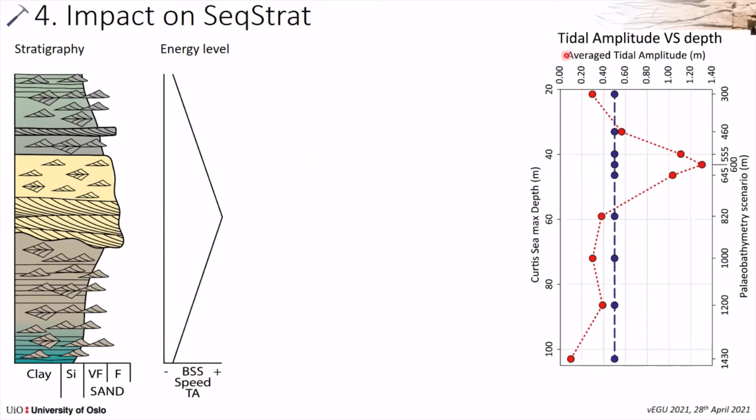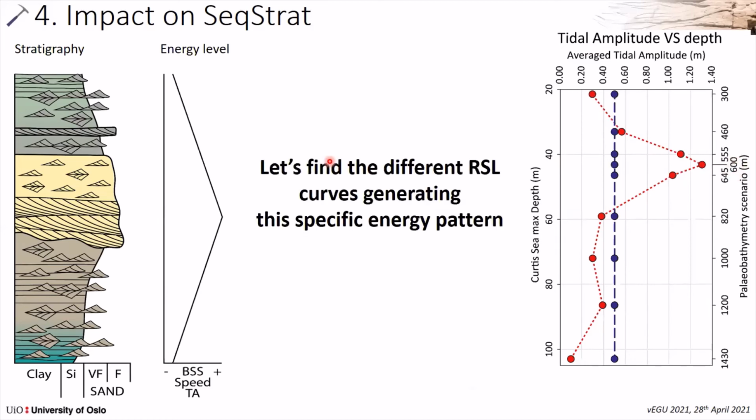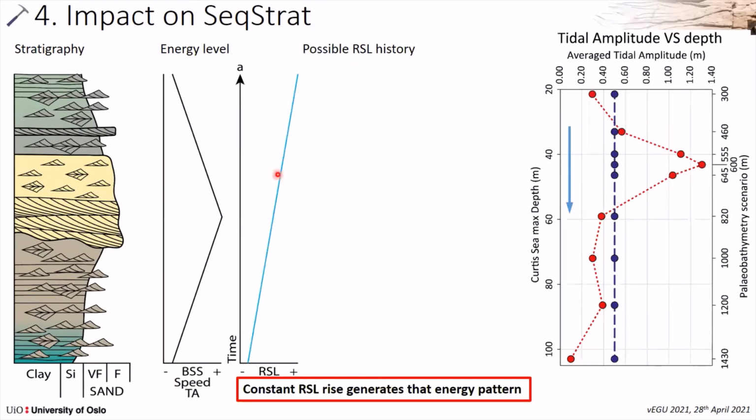And from our result here, the vertical line is always the same initial tidal forcing, and this is the resulting tidal amplitude given certain physiographies. So the question now is, can we find different relative sea level curves that could generate this exact energy pattern? What you can see is, if we have a constant relative sea level rise, we will enter this optimal tidal amplification window, and then we'll exit it. So we have an increase and then decrease in energy. That could be one explanation.